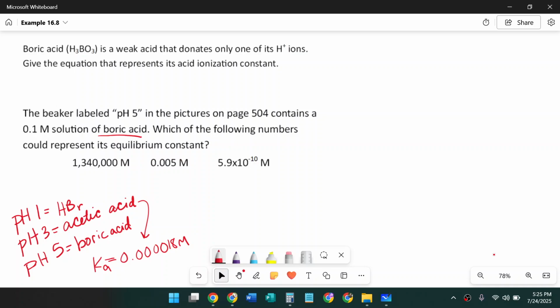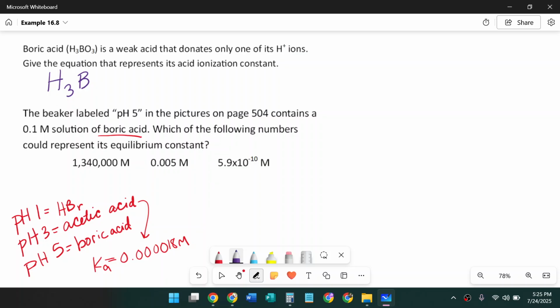This is example 16.8 from Discovering Design with Chemistry, and you have made it to the last example of the book. Boric acid is a weak acid that donates only one of its H+ ions. Give the equation that represents its acid ionization constant. So when we're talking about the acid ionization constant, we're talking about its reaction with water.